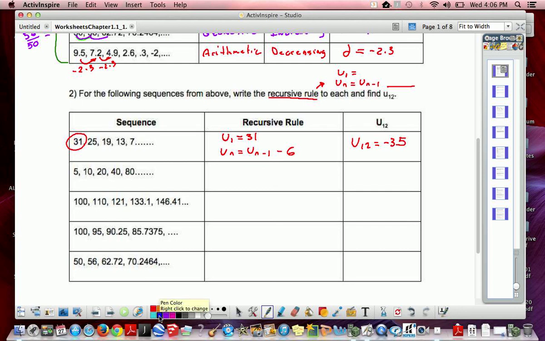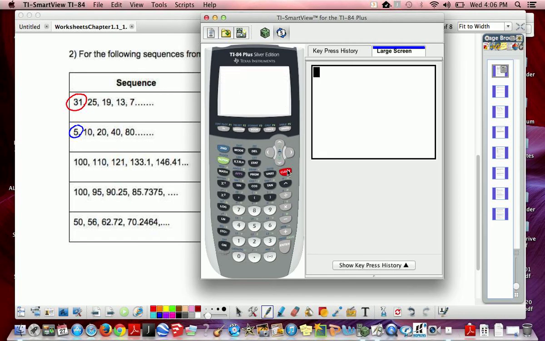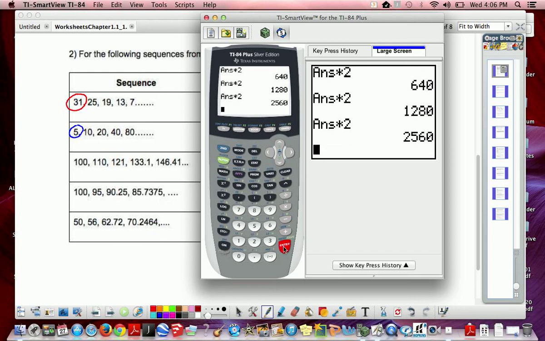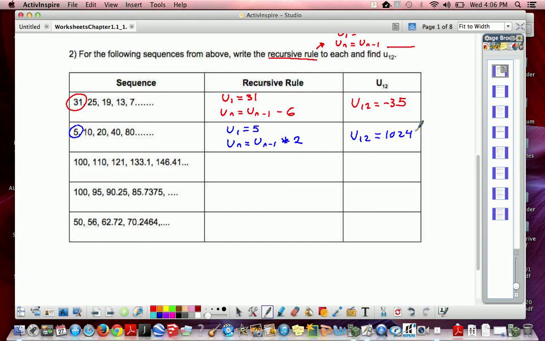All right, next one was that same one from up top, or the second one from top, where I started with 5. So u sub 1 equals 5. This one was that geometric one, so u sub n equals u sub n minus 1. Geometric means multiply, and that common ratio was 2. So now, to get u sub 12, I'm going to use my calculator once again. Start with 5, times it by 2. There's my second term, third term. The biggest thing is counting. 4th, 5th, 6th, 7th, 8th, 9th, 10th, 11th, 12th. 10,240. So I get 10,240.